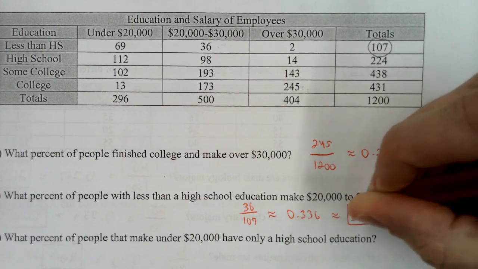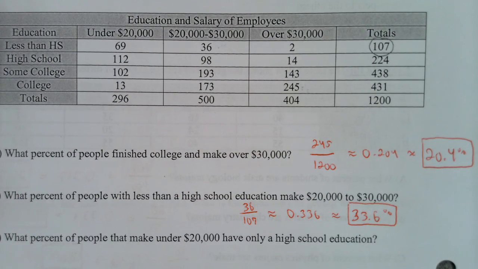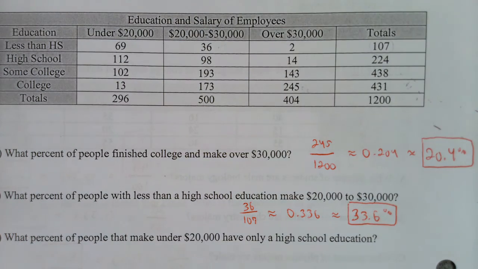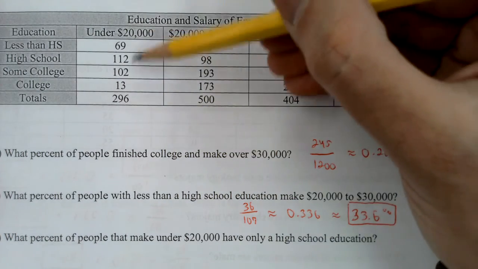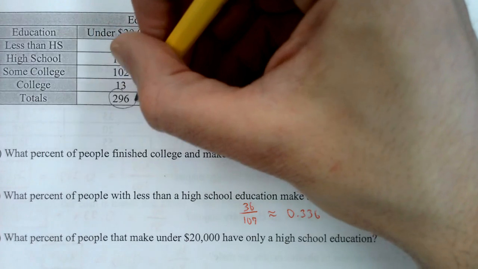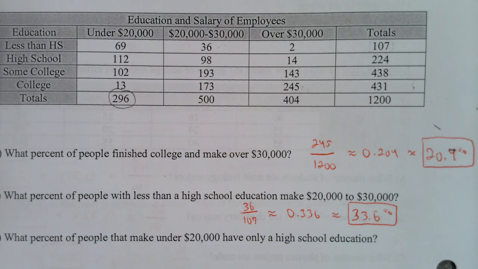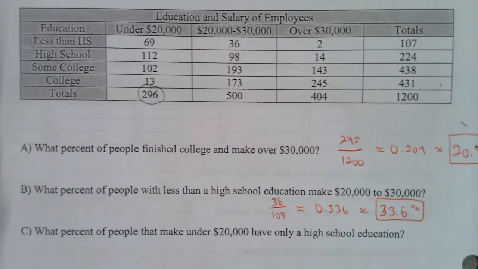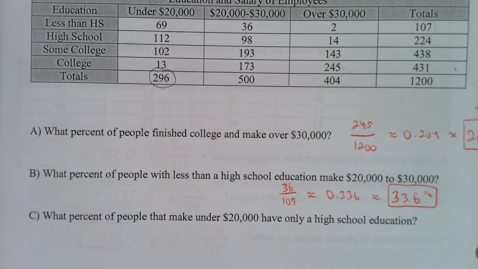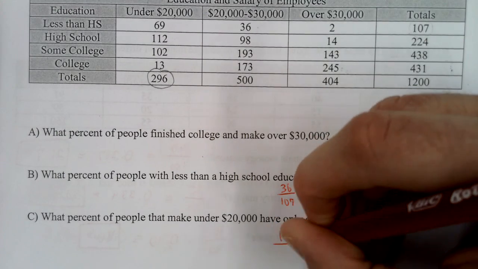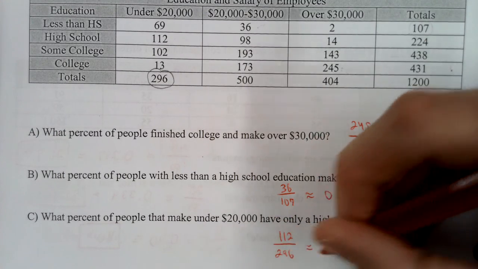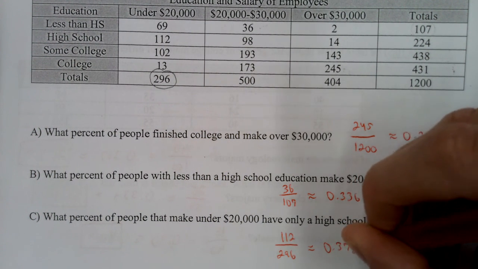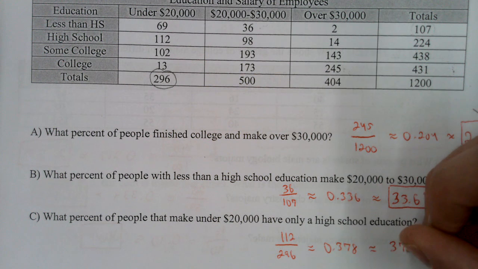All right, one more. What percent of people that make under 20,000? So we just gave out those people. It's going to be based off of 296 who have only a high school education, so it'll be 112. We're assuming it's just 112. 112 over 296 is 0.378, or 37.8%.